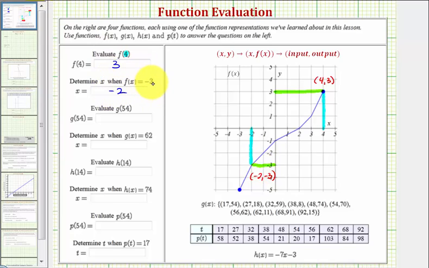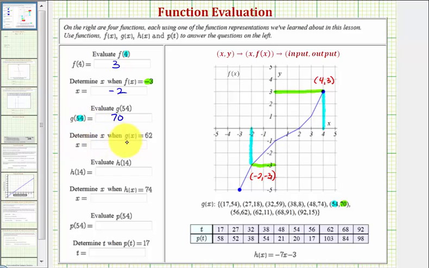So when we're given f of x equals negative 3, this negative 3 is the function value, the output, or the y-coordinate. The next two questions deal with function g, which is given here as a set of ordered pairs. To evaluate g of 54, again we're looking for the function value or output when the input is 54. Again, we have a function of x, so we're looking for an x-coordinate of 54, which is here. And notice how the function value or output, which is also the y-coordinate, is 70. So g of 54 equals 70.